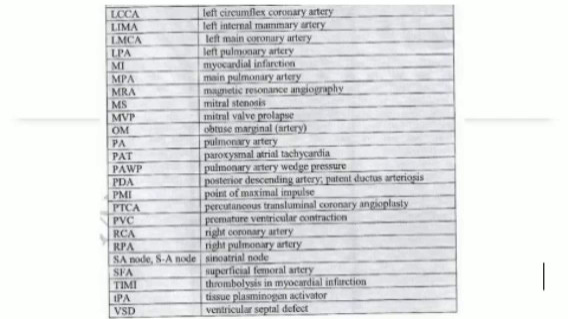RCA, right coronary artery. RPA, right pulmonary artery. SA node, sinoatrial node. SFA, superficial femoral artery. TIMI, thrombolysis in myocardial infarction. TPA, tissue plasminogen activator. VSD, ventricular septal defect.